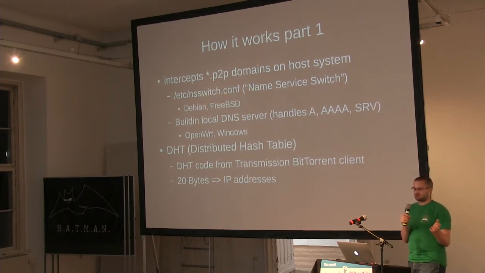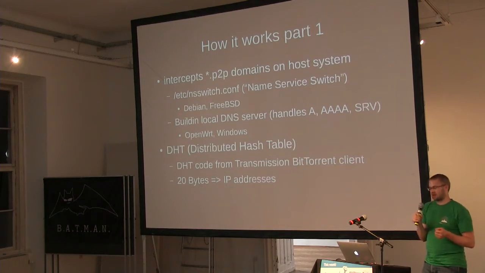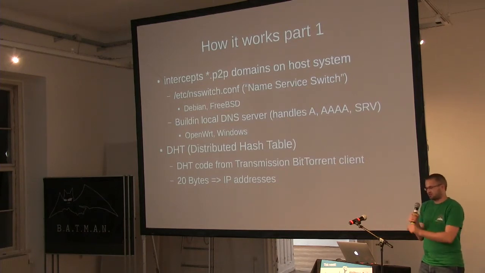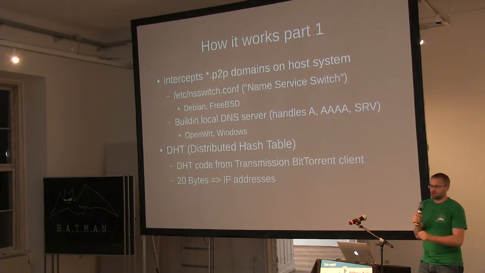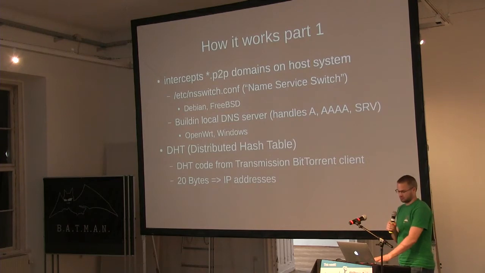Okay, and in what way is it decentralized? It is decentralized in that it uses a distributed hash table, which I have just taken from the Transmission BitTorrent client. So basically what it does is take a 20-byte hash and map it to IP addresses. But I don't use it for finding parts of files, but to find, for a public key, a bunch of IP addresses, which I then need to authenticate.